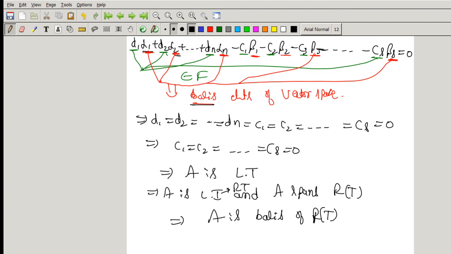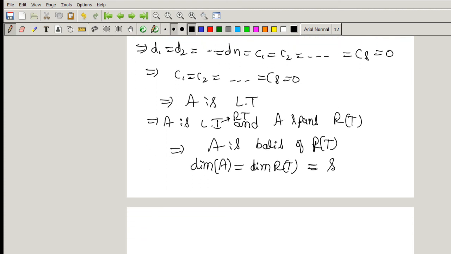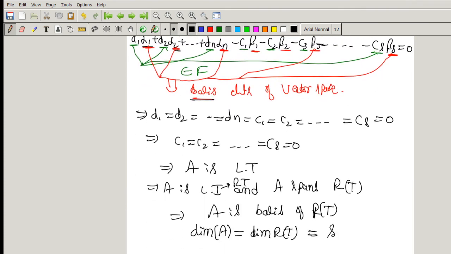And if A is a basis of R of T, the dimension of A is nothing but the dimension of R of T. The set A has S elements, therefore the cardinality of this set is nothing but S. So we have proved that S is nothing but the dimension of R of T, and the dimension of R of T is nothing but the rank.